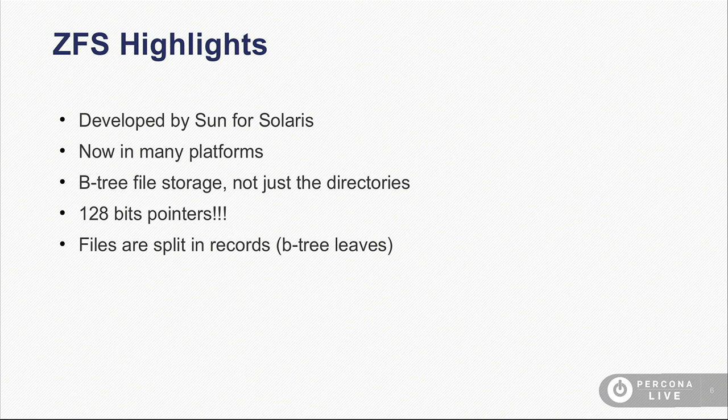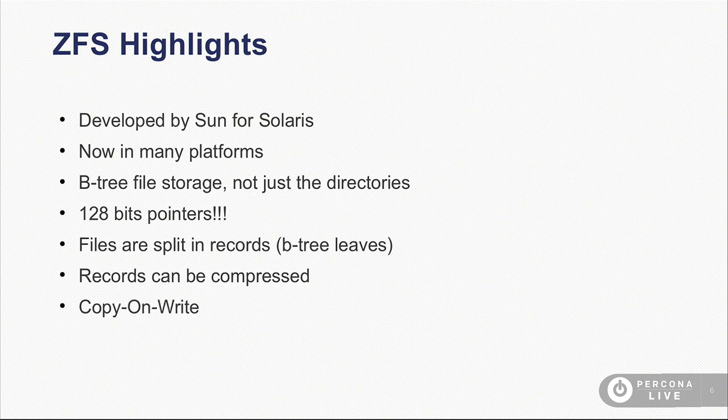Files are split, like I said, in records that are the leaves of the B tree. The records are entities that can be compressed. There are many algorithms you can use for compression. Some are faster than others, we'll see. ZFS uses a principle of copy on write. We'll cover that a bit later.